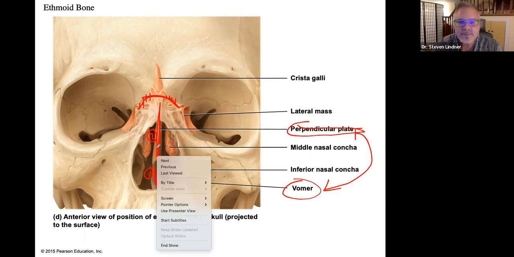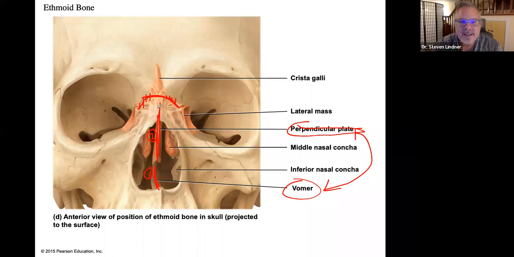The perpendicular plate is going to extend right through the cribiform plate, and the extension superficial to that is the crista galli. So it's like three structures. It's like one continuous vertical line, but it has three parts: a vomer, a perpendicular plate, and then the crista galli. The crista galli, again, is superior to the cribiform plate.